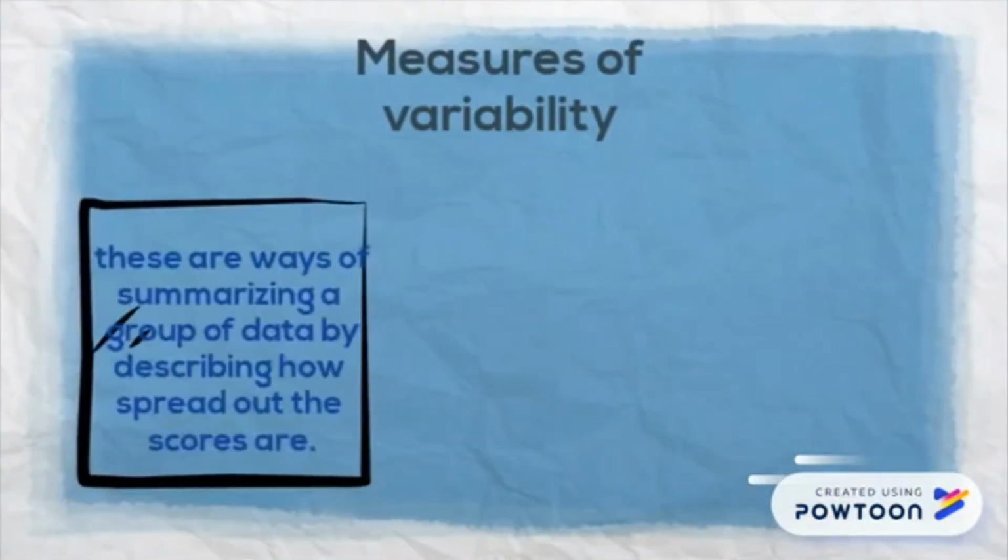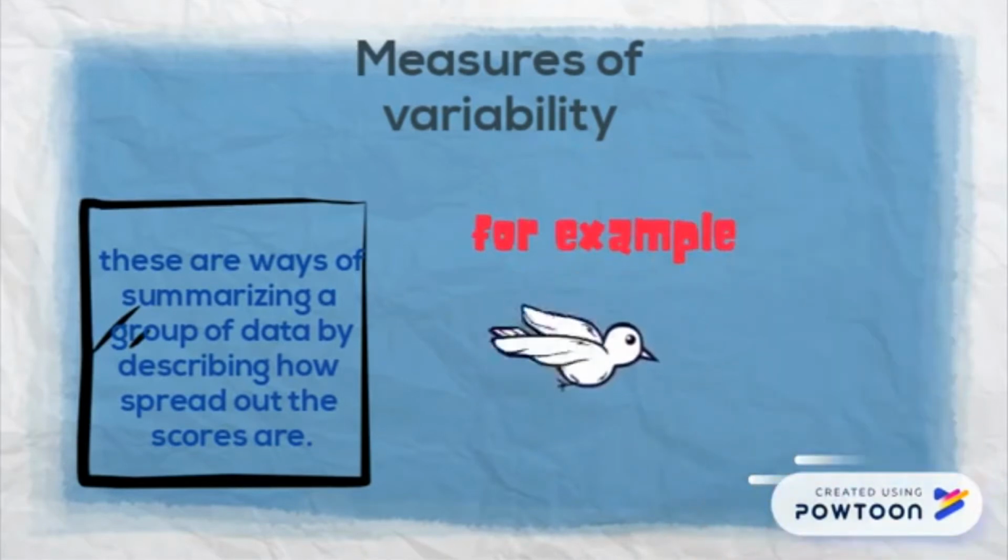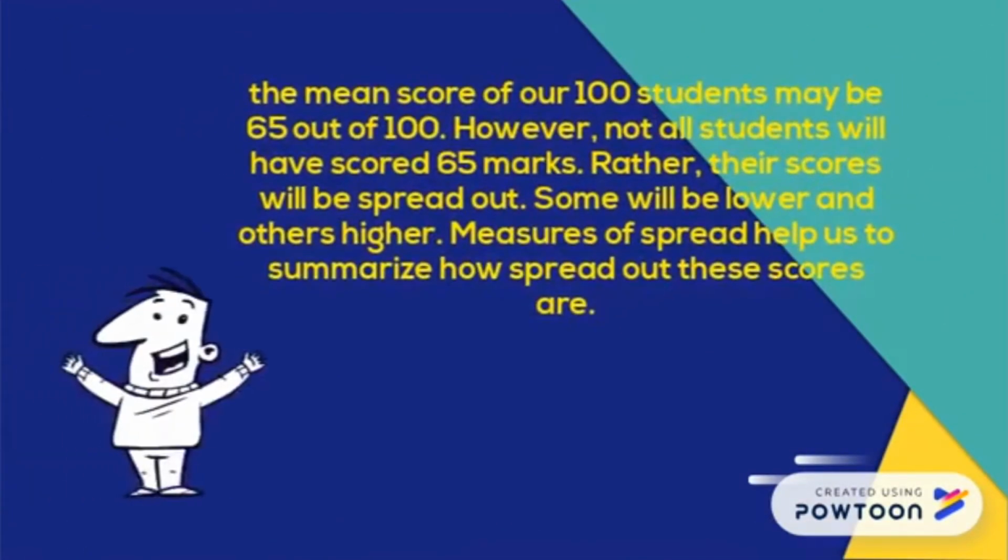Next is measure of variability. It's our way of summarizing a group of data by describing how spread out the scores are. For example, the mean score of our 100 students may be 65 out of 100. However, not all students will have scored 65 marks. Rather, the scores will be spread out. Some will be lower and some might be higher. Measures of spread help us to summarize how spread out these scores are.